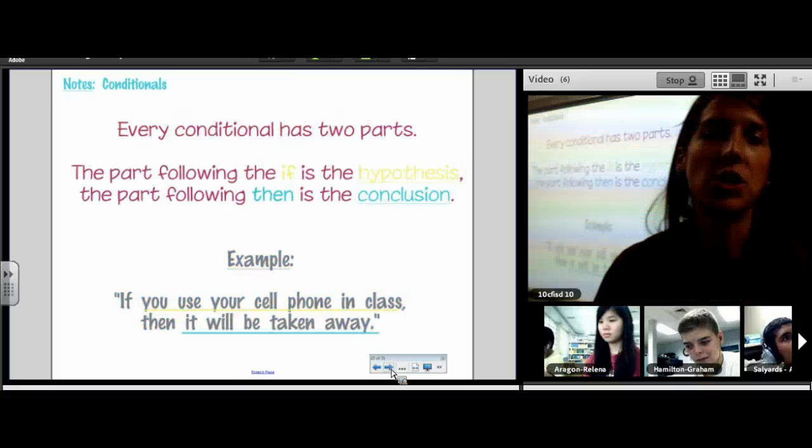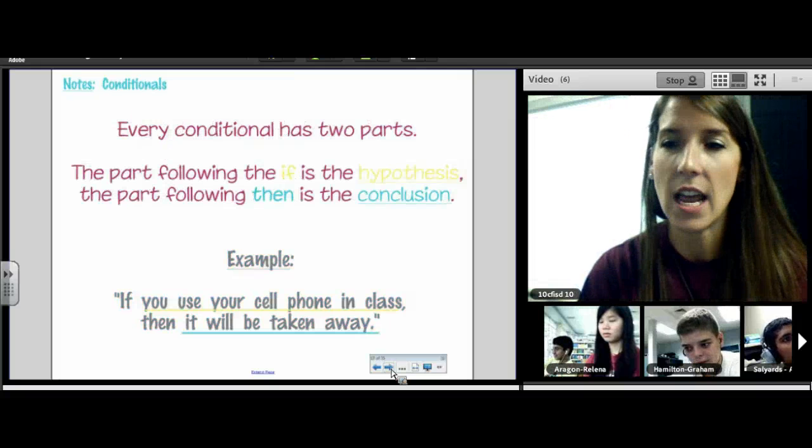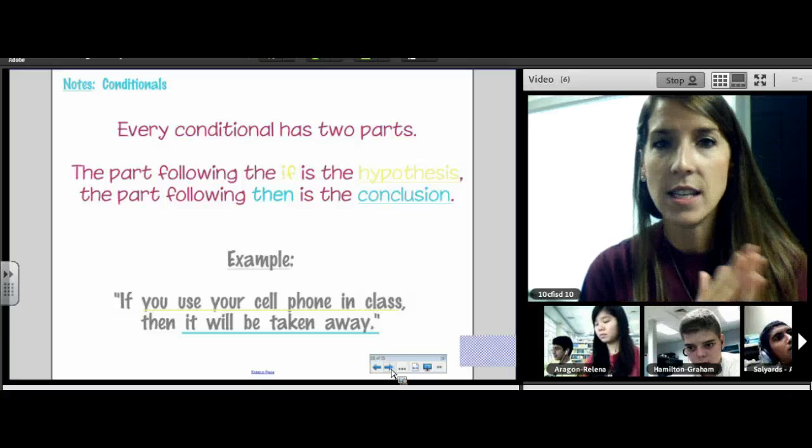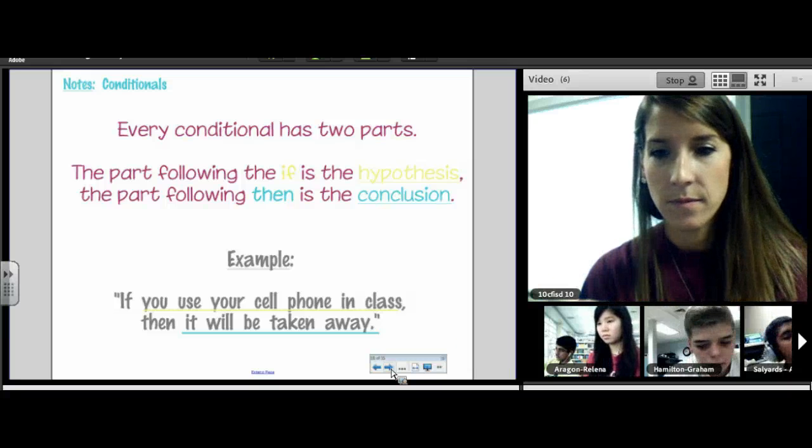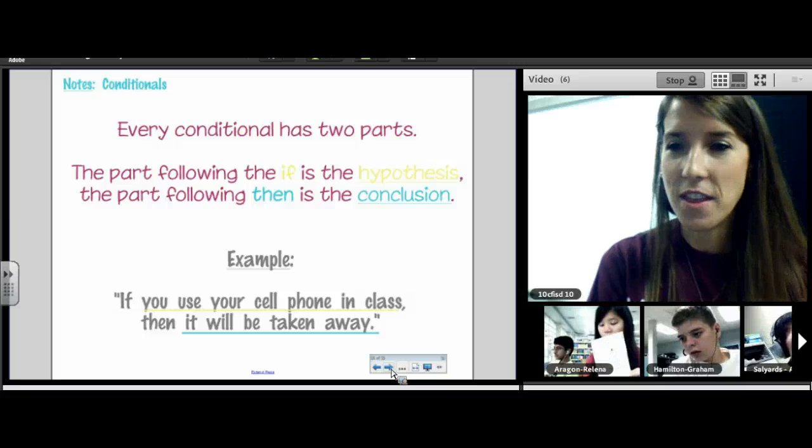Okay, so every conditional has two parts. This is also going to sound like science. The part after the if is the hypothesis, and the part after the then is the conclusion.